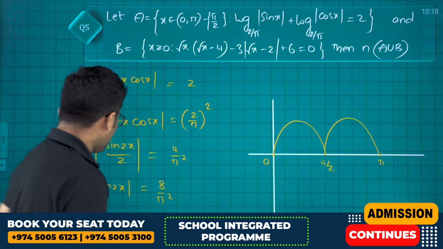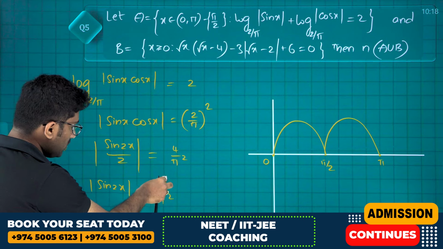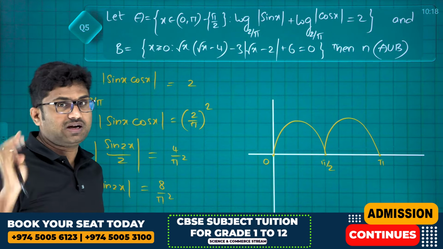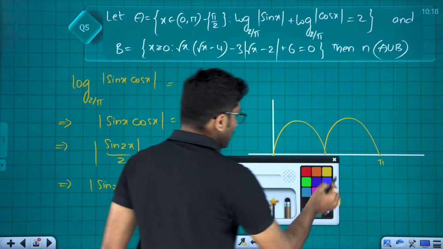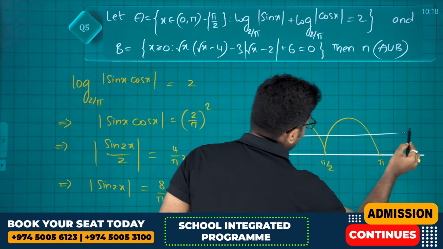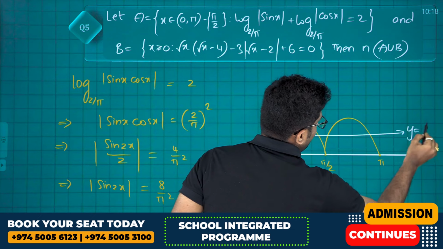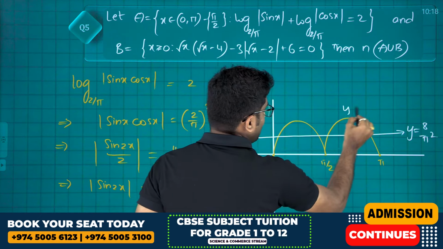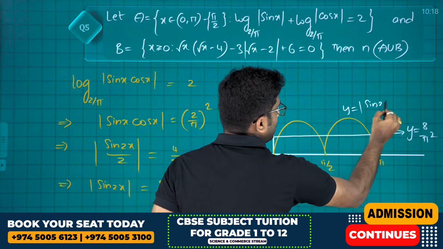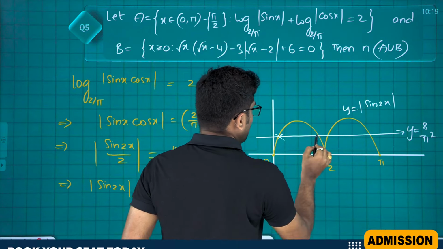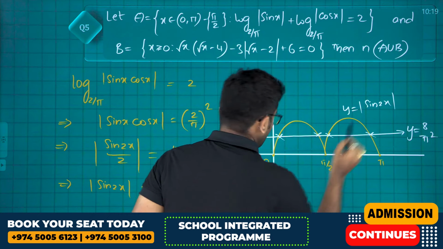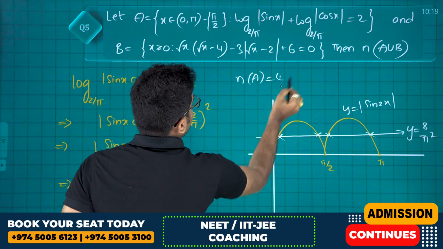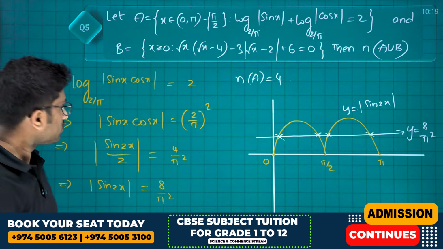Okay. Next, we need how many solutions with 8 by pi square? Pi square is about 10. So 8 by 10 is nothing but less than 1. So clearly y is equal to 8 by pi square is a straight line. This is y is equal to 8 by pi square, and this function is y is equal to mod sin 2x. So how many solutions do we have? 1, 2, 3, 4. That means n of A is equal to 4, friends.